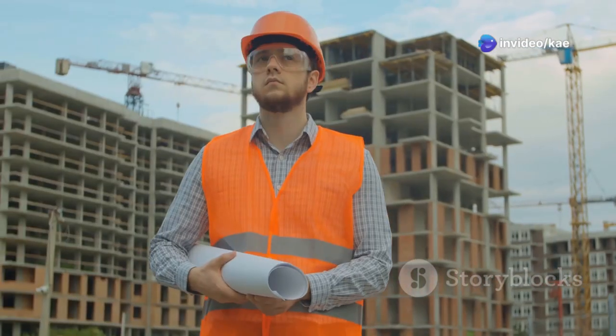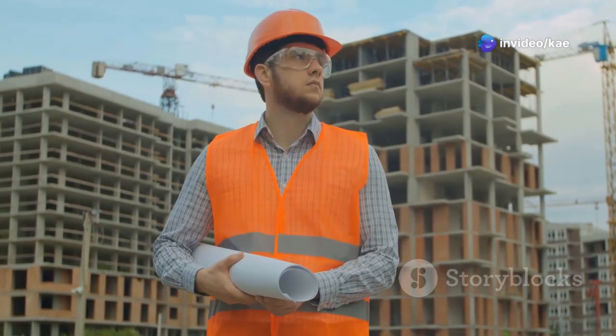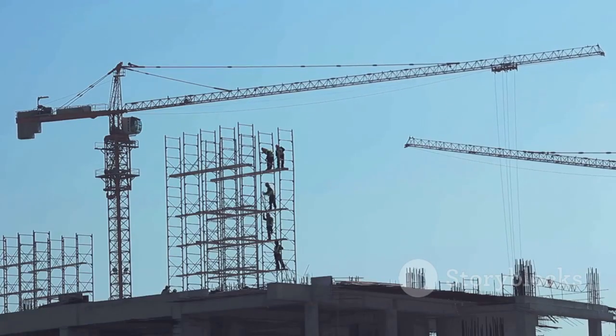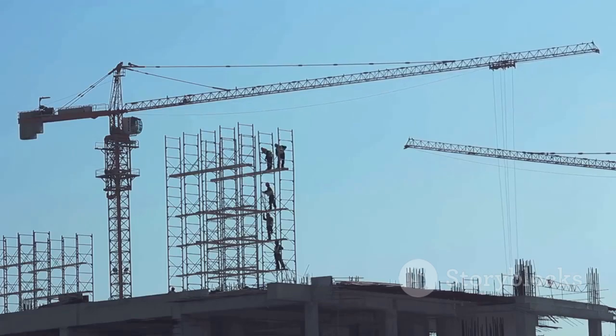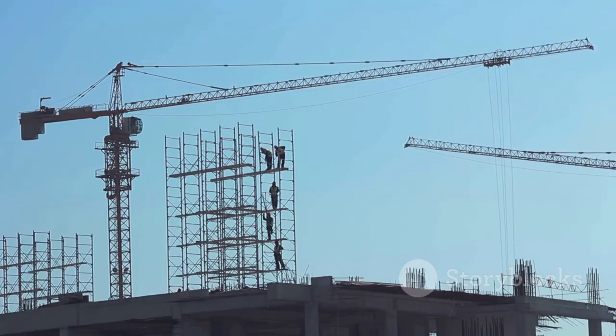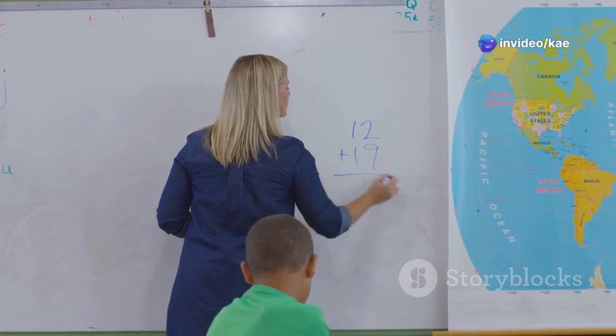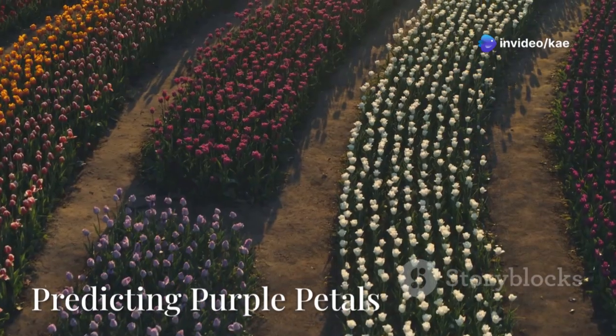It's like having a blueprint, the genotype, for a building, and the actual constructed building is your phenotype. The blueprint holds the instructions, but the final appearance depends on how those instructions are translated into reality. Ready to see Punnett squares in action? Let's move on to the next section.